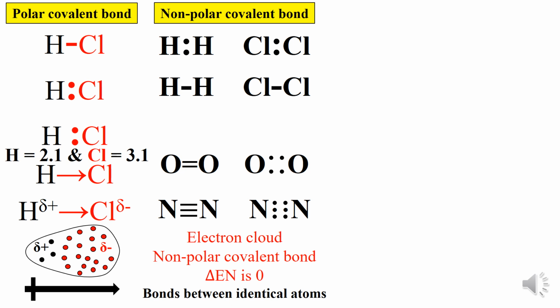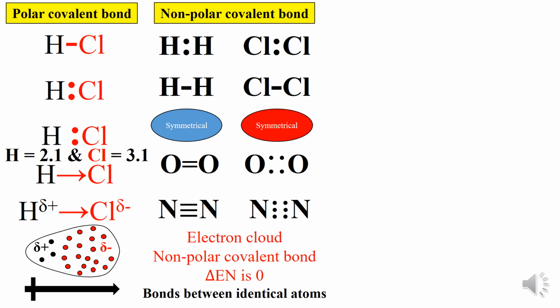And in case of molecules with non-polar covalent bond, the electron cloud will be symmetrical. So why is the electron cloud symmetrical in case of molecules with non-polar covalent bond? Because the bond is formed between identical atoms. So what if the atoms are identical?